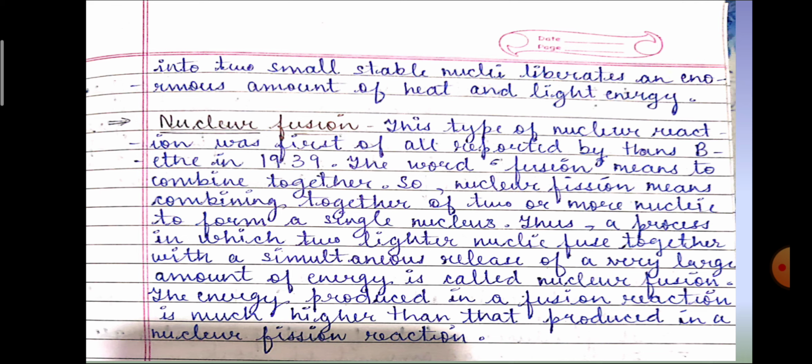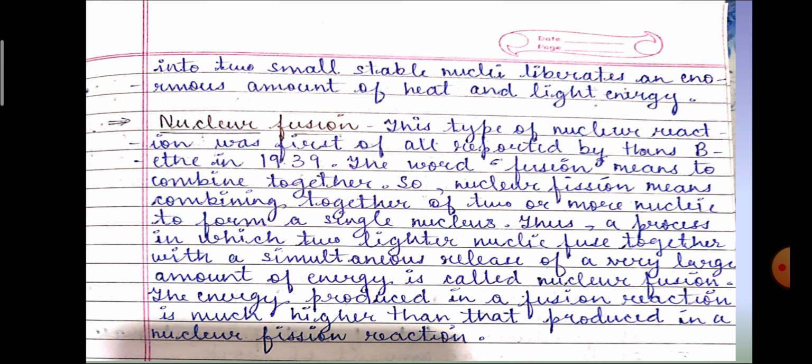What is nuclear fusion? This type of nuclear reaction was first reported by Bethe in 1939. The word fusion means to combine together. So nuclear fusion means combining together of two or more nuclei to form a single nucleus. Thus the process in which two light nuclei fuse together with a simultaneous release of a very large amount of energy is called nuclear fusion. The energy produced in a fusion reaction is much higher than that produced in a nuclear fission reaction.